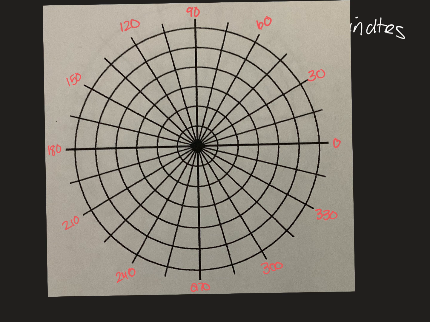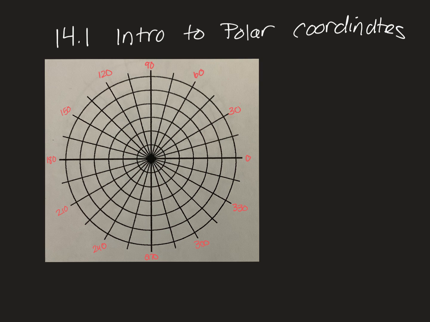All right. So basically, your coordinates would look something like this. So like 6 and 30 degrees. The first number tells you how many rings to go out from the middle. So 6 would be 1, 2, 3, 4, 5, 6, this outside ring, but at 30 degrees. So the point would go here.